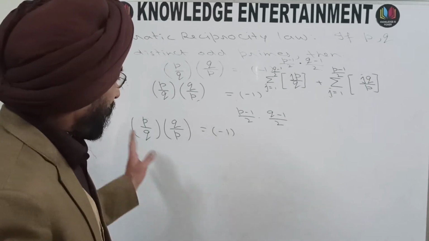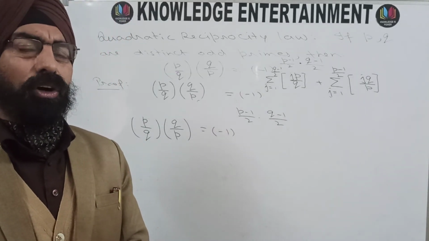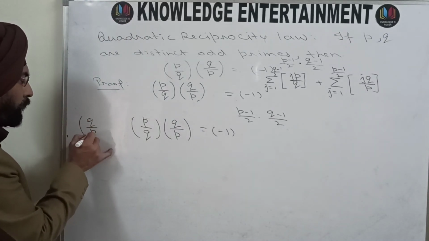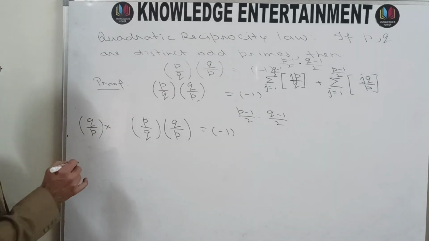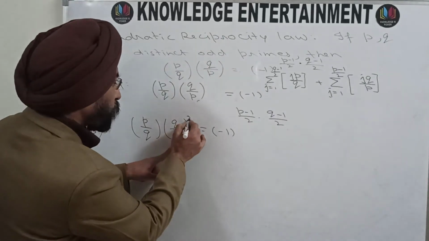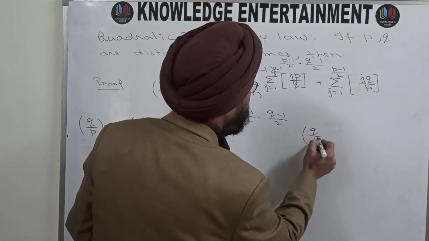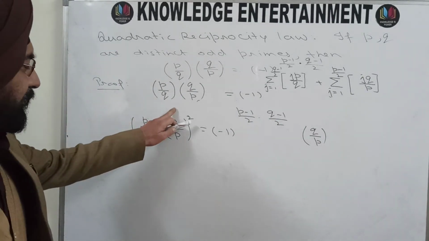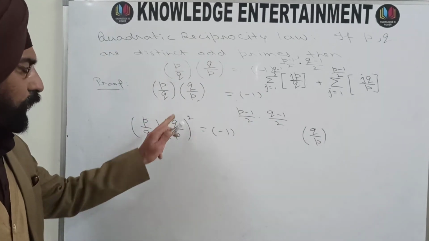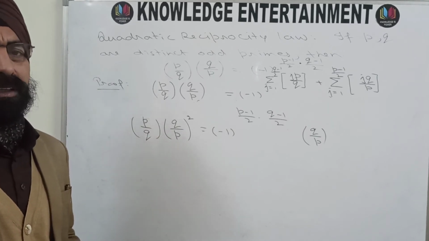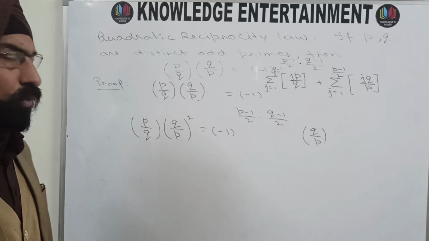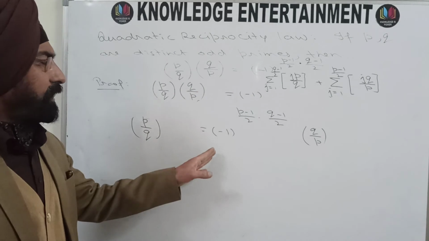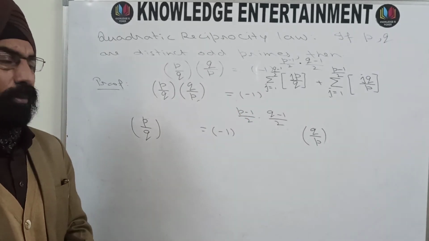One more thing: if you multiply both sides of this quadratic reciprocity law by the Legendre symbol q by p, on the left hand side you will get a square, and on the right hand side you will get the Legendre symbol q by p multiplied in. Now what is the Legendre symbol q by p squared? The Legendre symbol q by p can assume only two values, either 1 or minus 1. Whether it is 1 or minus 1, the square will be equal to 1. So this term will be equal to 1, and you will get the Legendre symbol p by q is equal to minus 1 raised to the power (p minus 1)/2 into (q minus 1)/2, times the Legendre symbol q by p.